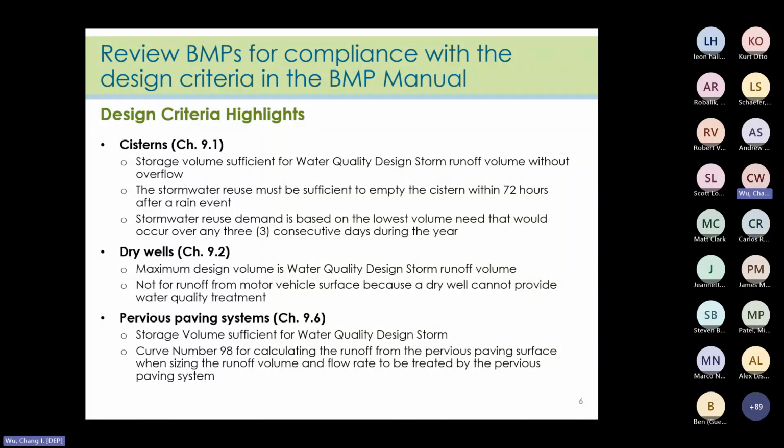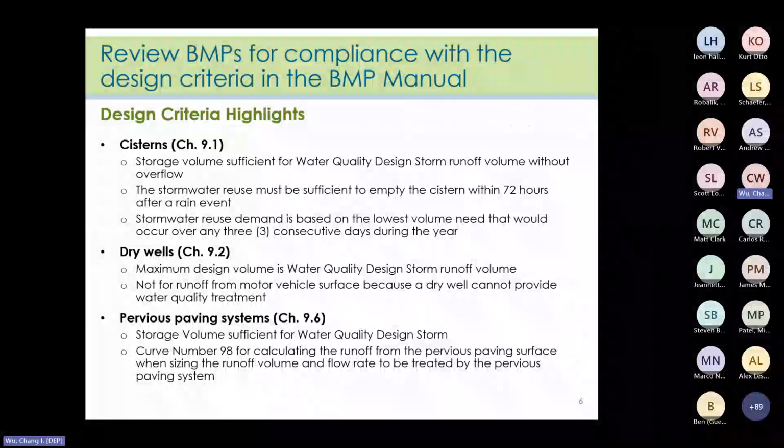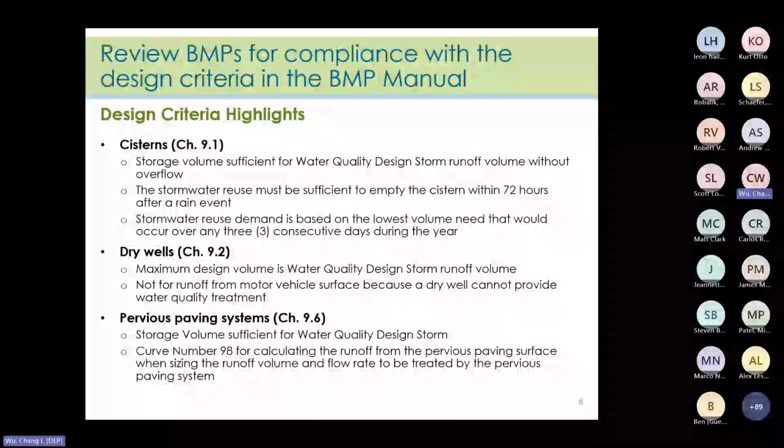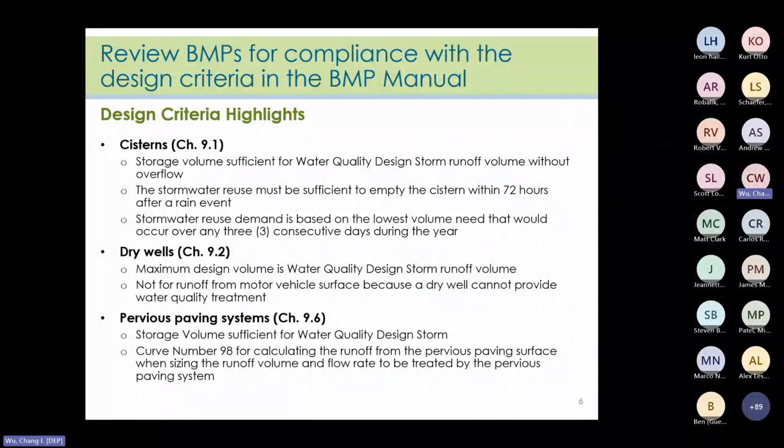And for the pervious paving system, if you want to design a pervious paving system, the storage needs to be at least equal to the water quality design storm. And although there's no surface runoff from a pervious pavement system, you need to use 98 for the CN value. So the amount of precipitation falling on the pervious paving surface can be captured and calculated.